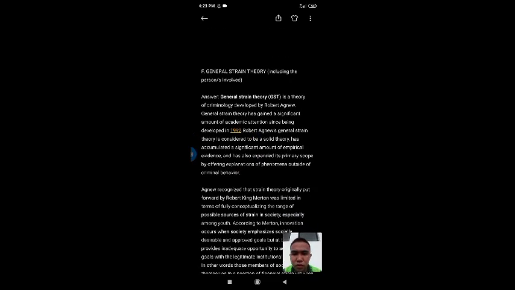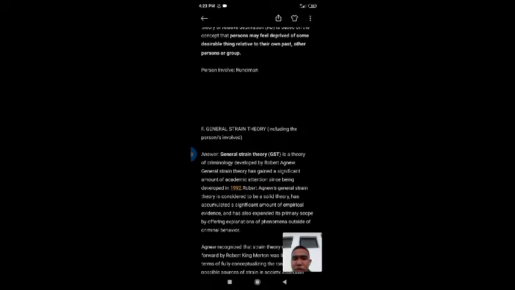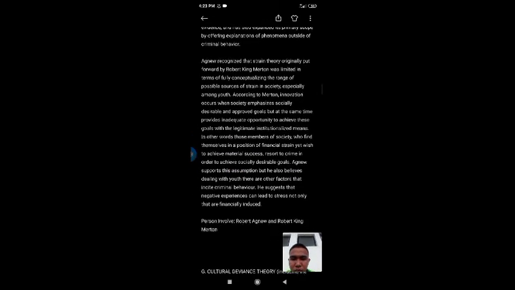So let's go to general strain theory. GST, or general strain theory, is a theory of criminality developed by Robert Agnew. So Robert Agnew is the person involved with this one. This theory has gained a significant amount of academic attention since being developed in 1992. Agnew's general strain theory is considered to be a solid theory, has accumulated a significant amount of empirical evidence, and has also expanded its primary scope by offering explanations of phenomena outside of criminal behavior.